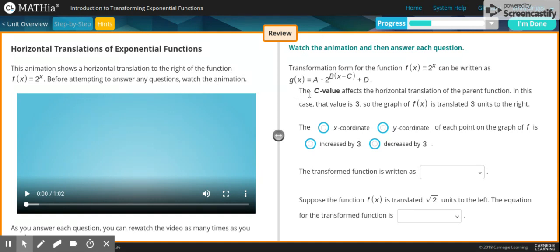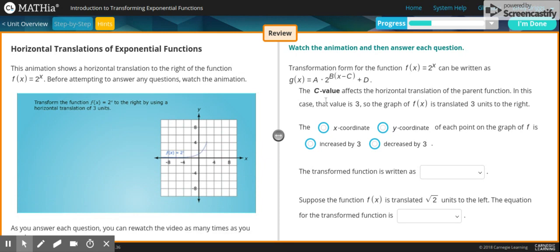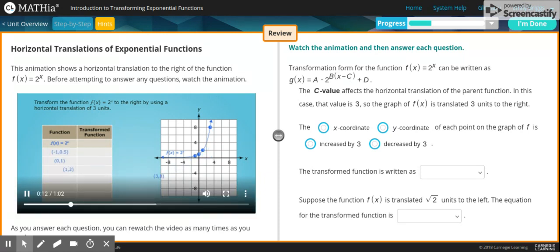And then it says the blank affects the horizontal translation of the parent function. In this case, that value is 3, so the graph of f of x is translated 3 units to the right. So that's the c value, because anytime you're going to the left or the right, the c value is going to affect it. So the x or y coordinate of each point on the graph of f is increased by 3 or decreased by 3.